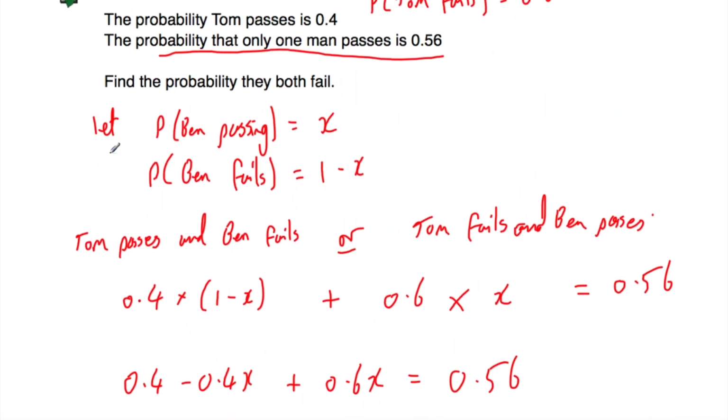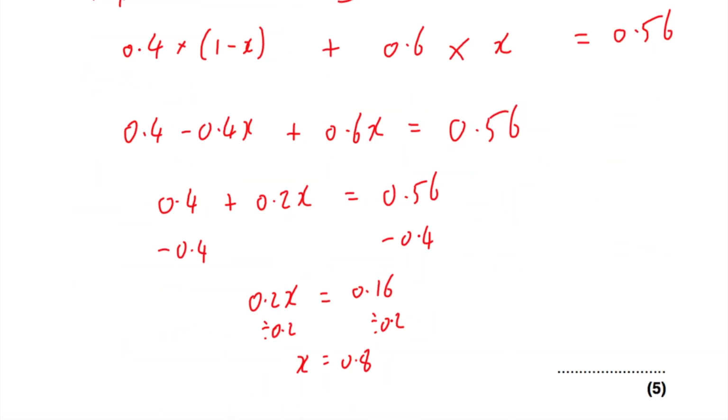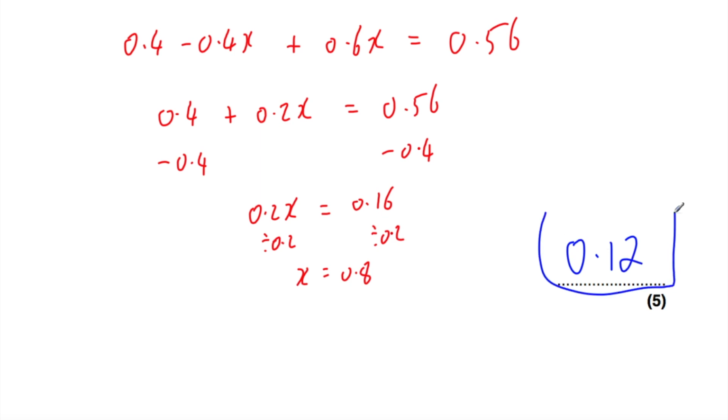And what was x again? Let's go to the question. x was the probability of Ben passing. I'm just going to change the color of ink here because we've worked this out. So that's equal to 0.8, and that means the probability that Ben fails would be 1 minus x, which is 0.2. Now the question asks us to find the probability that they both fail. So it's going to be Tom failing and Ben failing. The probability that both fail is Tom failing, 0.6, multiplied by Ben failing, which is 0.2, and that gives us 0.12. So the answer is 0.12.